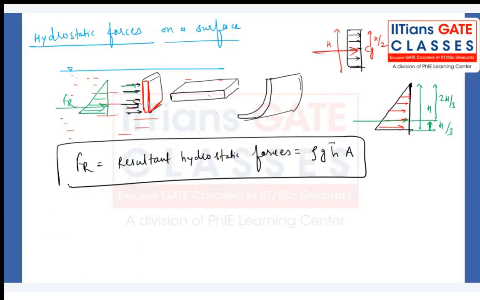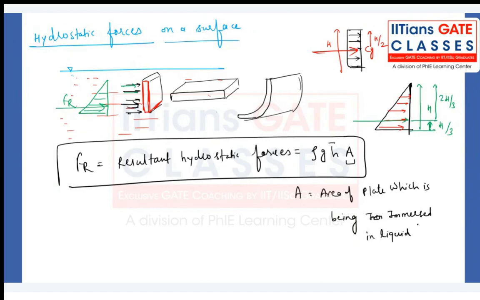Now, which area? Which particular area? That is very, very important. Wetted area. The area of the plate which is being immersed in the liquid, or the area of the surface which is in contact with the liquid. Very, very important, guys.